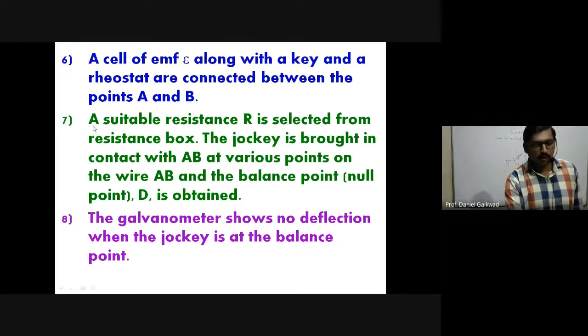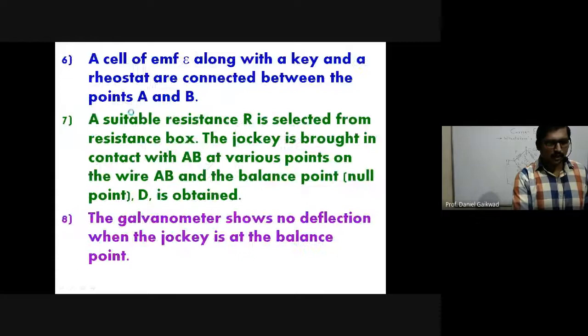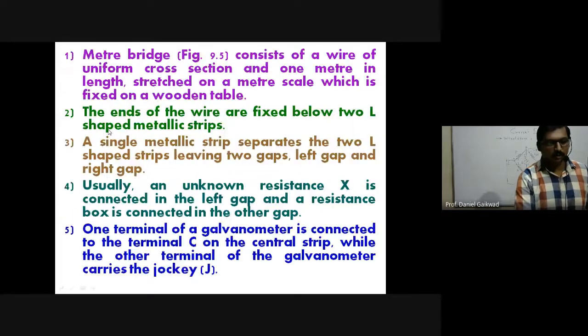Similarly, in point 7, a suitable resistance R is selected from the resistance box. Now the jockey is brought in contact with AB at various points on wire AB, and the balance point, the null point D, is obtained. The galvanometer shows no deflection when the jockey is at the balance point. Now check this important condition. Once again, what we have explained in the 7th and 8th points is important here.